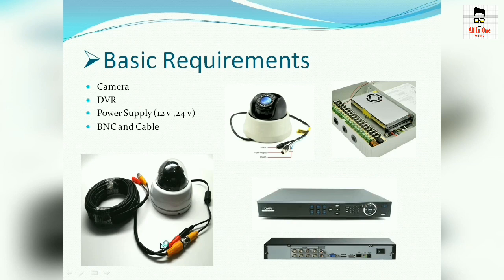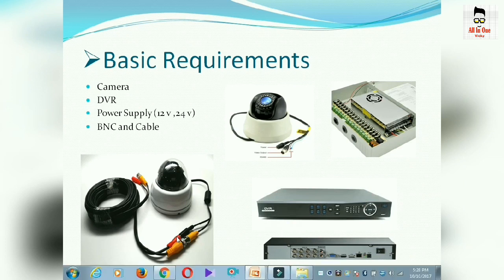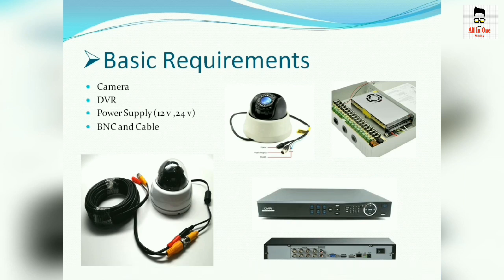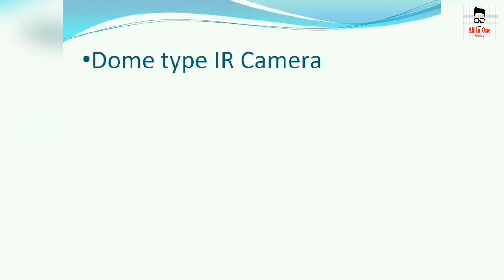The reason they made it like this is that it's easy to connect. So they made 2 wires combined, and it will be helpful for us. So let us move towards the next point, the dome type IR cameras.